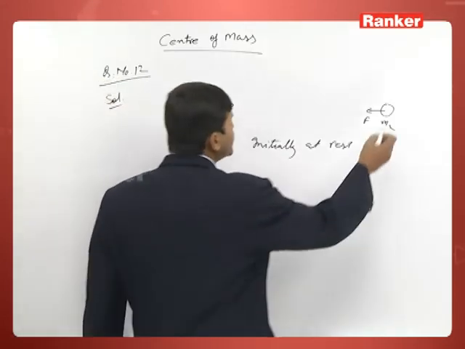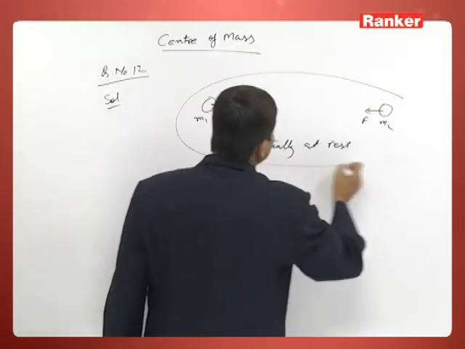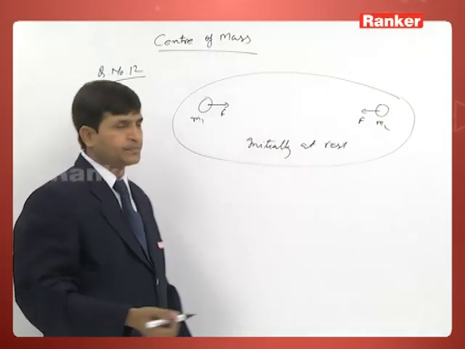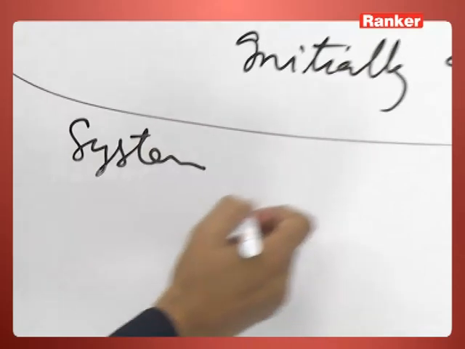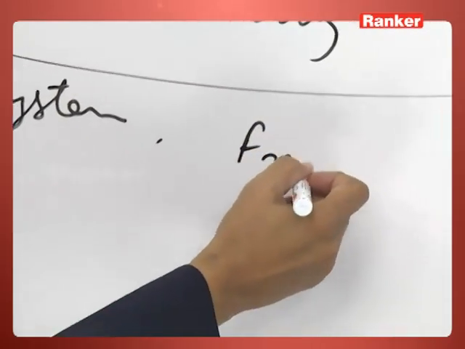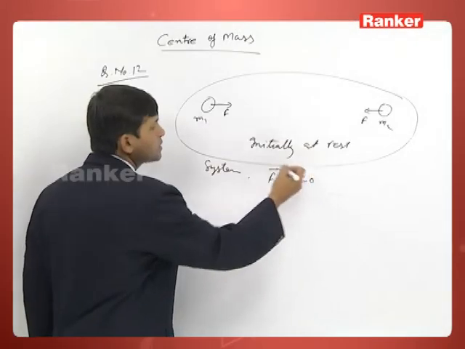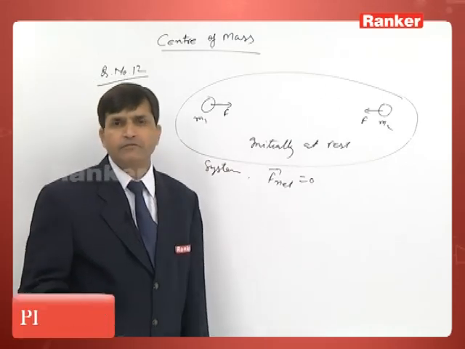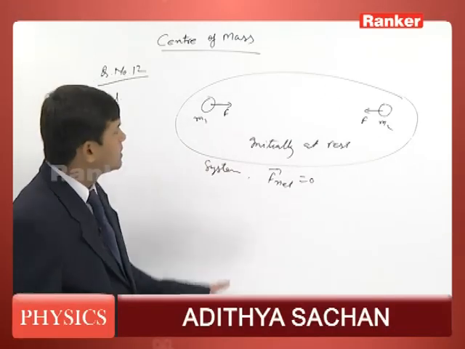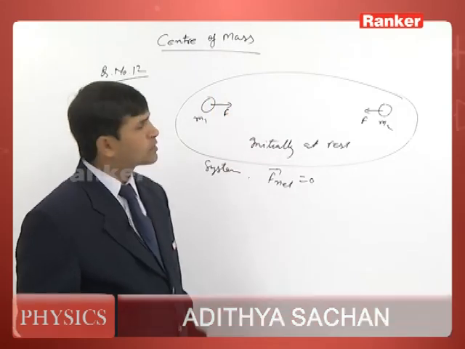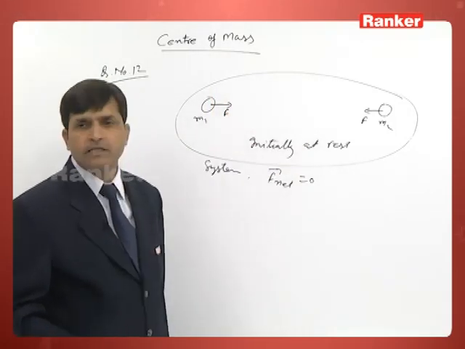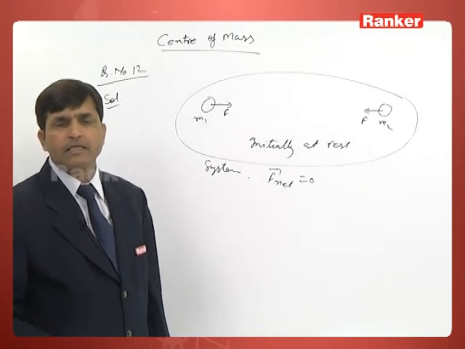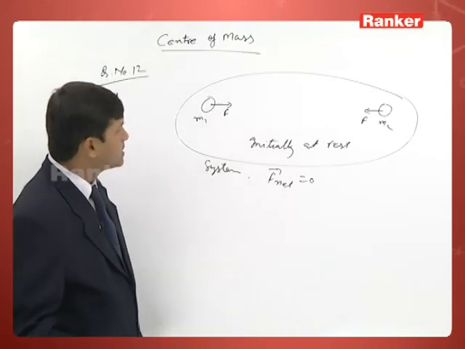So if we see both as part of our system, the net force on the system is 0. If the net force on a system is 0, and initially both are at rest, the center of mass velocity is 0, so finally the center of mass velocity is also 0.